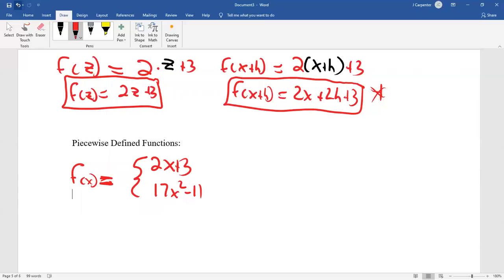But this is not all the information. You can't just say it's equal to these two things. It would make no sense. You have to give limitations. You have to give restrictions on them. So you might say, all right, it's this thing when x is less than 0, and it's this thing when x is bigger than or equal to 0.